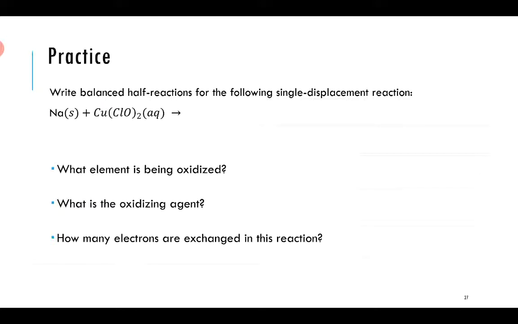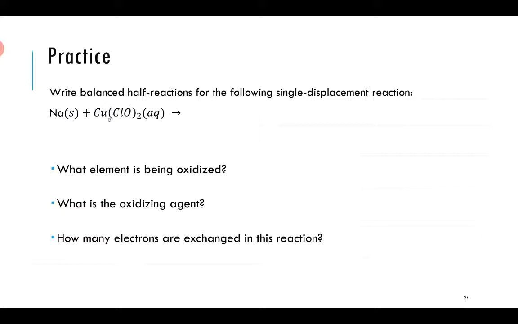Okay. So let's apply what we've learned to do another practice problem. Go ahead and pause the video and try to predict the products for this single displacement reaction, and also identify what's being oxidized, what is the oxidizing agent, and how many electrons are exchanged in this reaction. Okay, let's go over this.